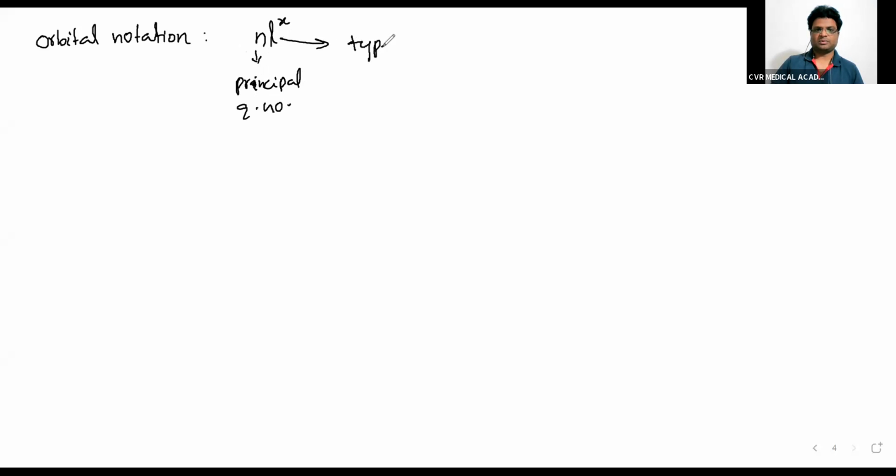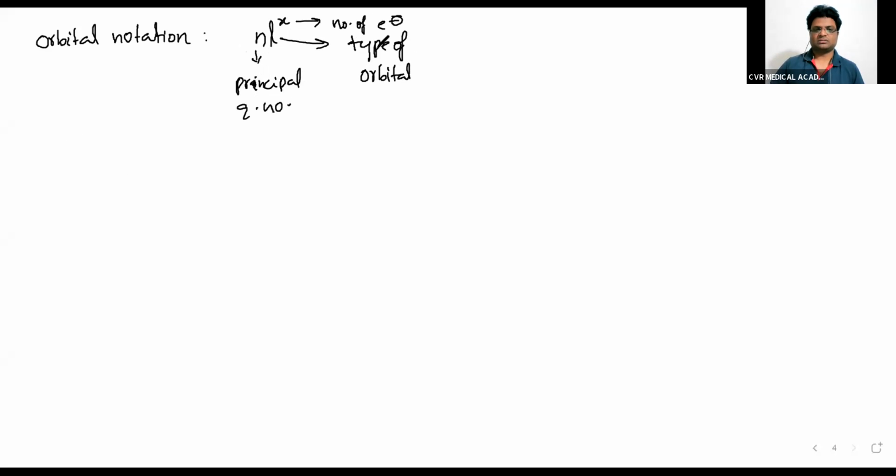Then the orbital notation is given like this. Orbital notation is in the form n l x. Here n is the principal quantum number; the number should be given. l indicates the type of orbital or subshell. Not the value, but the type of orbital, s or p or d, should be indicated. Here x is the number of electrons in it.